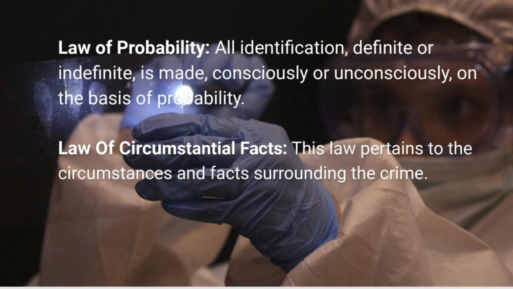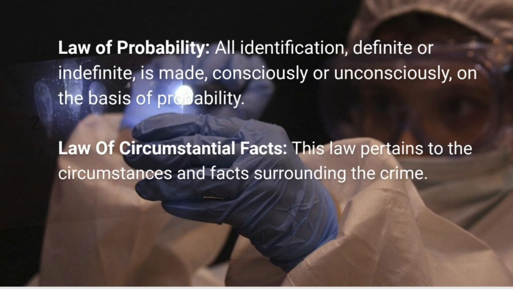The next law is the law of probability. All identification, definite or indefinite, is made consciously or unconsciously on the basis of probability. This law basically states that all the identifications and determinations done regarding the crime and crime scene are solely based on the probability factor. The last and the seventh law is the law of circumstantial facts. This law pertains to circumstances and facts surrounding the crime. This law explains that oral and direct testimonies can be influenced or manipulated, but the scientific facts and evidences can't deny the truth, making them more reliable for the case.